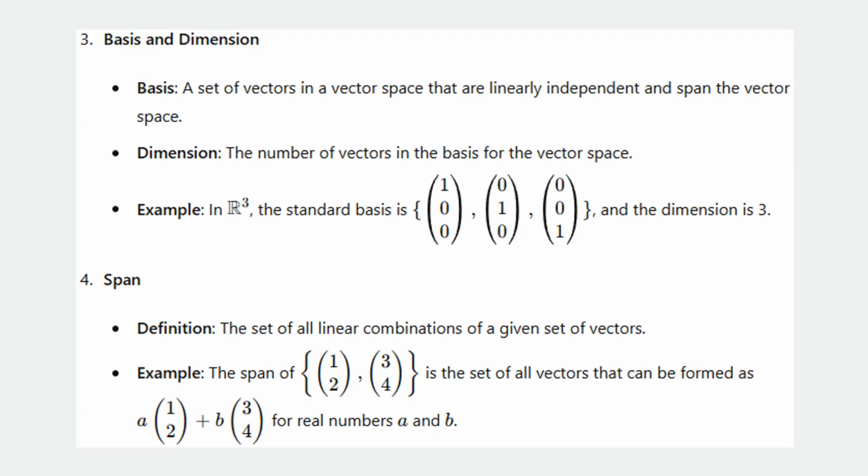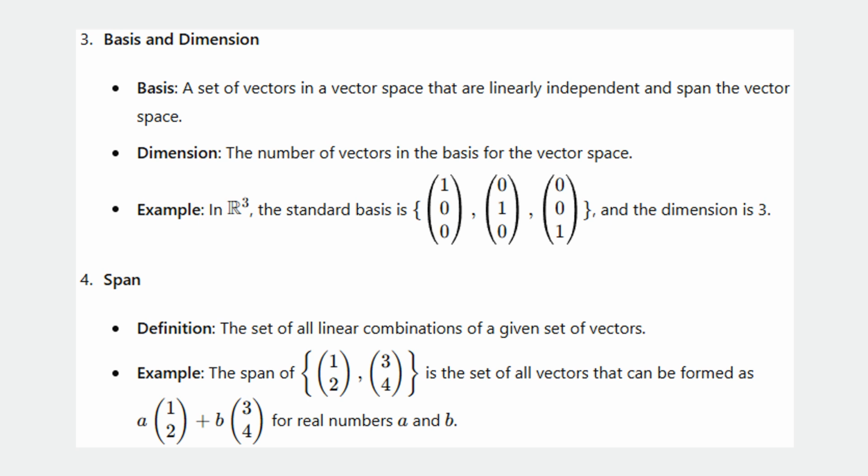For basis and dimension, a basis is a set of vectors in a vector space that are linearly independent and span the vector space, whereas a dimension is the number of vectors in the basis for the vector space. As you can see in the example in R cubed, the standard basis is (1, 0, 0), (0, 1, 0), and (0, 0, 1), with the dimension being 3.